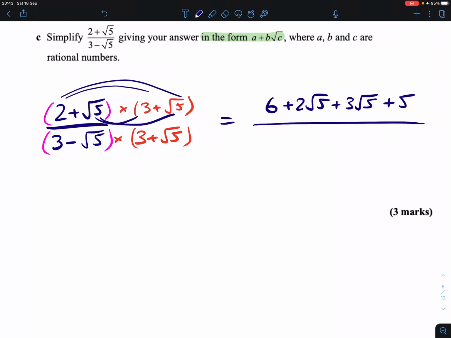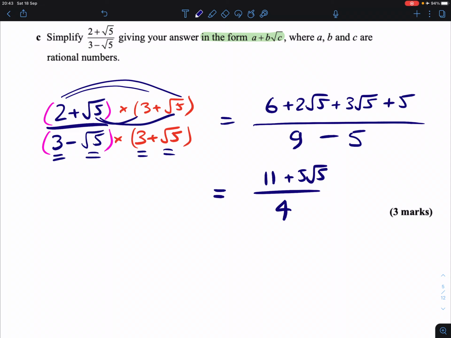On the bottom, you can do the same and break these out in the way that I just did in the top bracket, but because you're multiplying by its conjugate, you end up with a difference of 2 squares. So the first term squared here will give us 9, the second term squared here will give us 5, and then the difference of those is what we're going to end up with. Simplifying that, we have a 4 in the bottom, the 6 plus 5 in the top gives us 11, the 2 root 5 and the 3 root 5 added together give us a plus 5 root 5, and that's what we've got so far.